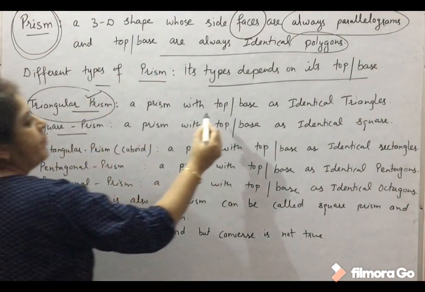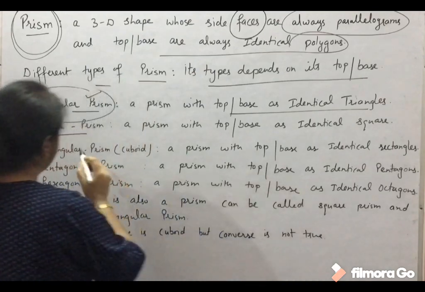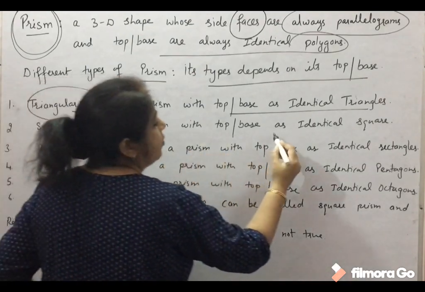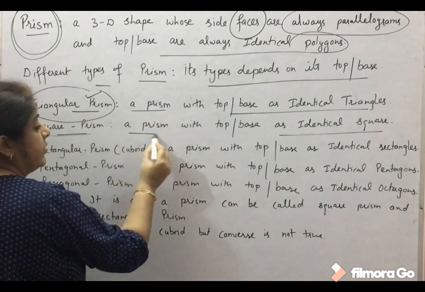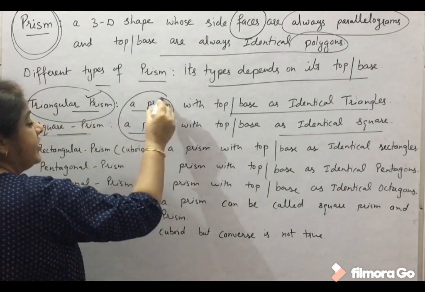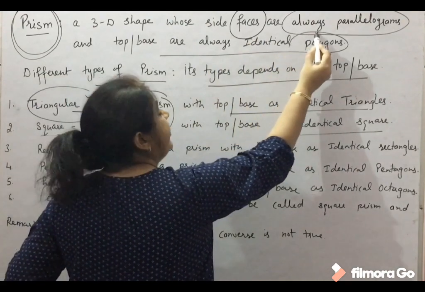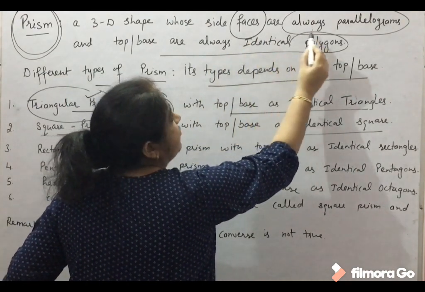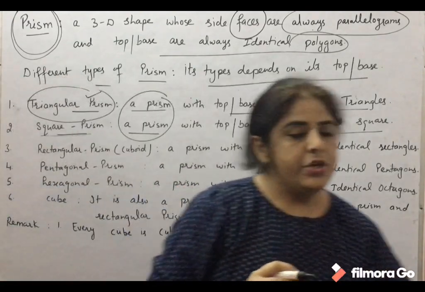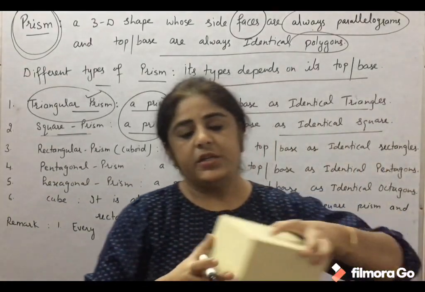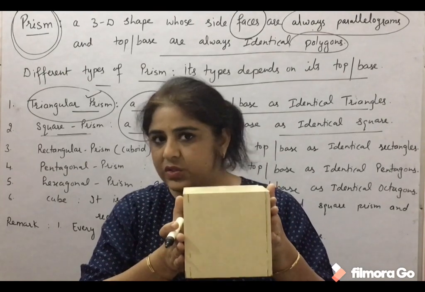Triangular prism: top and base are identical triangles. Square prism: top and base are identical squares. Here you have to write prism, because if we write prism, this condition already includes that side faces are always parallelogram.